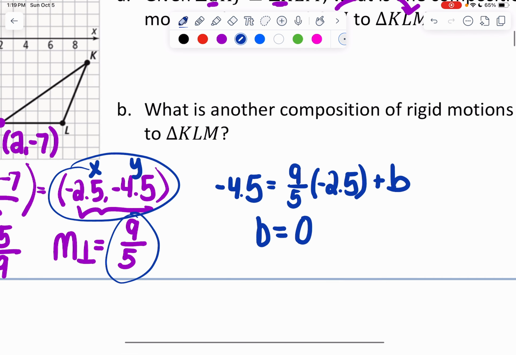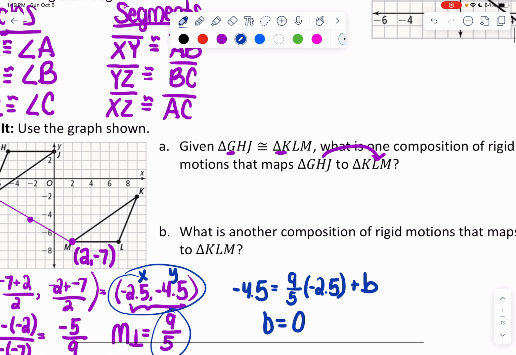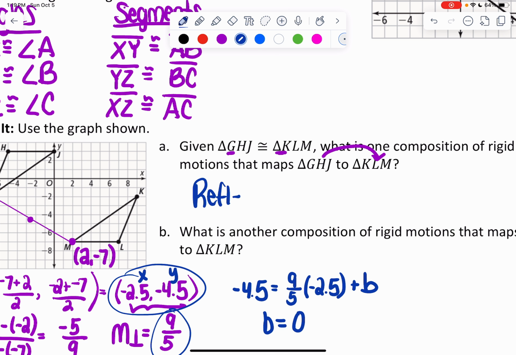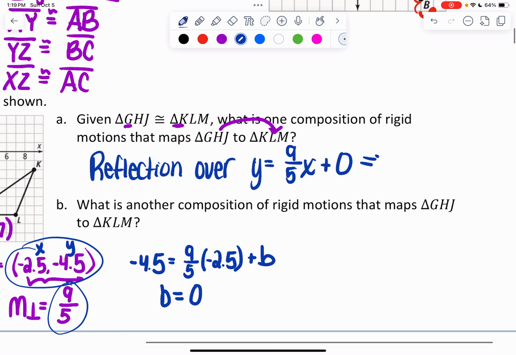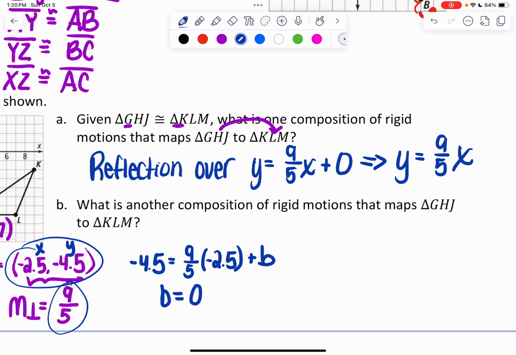And so what I would finally get for my final answer is a reflection over the line y equals your slope, 9/5 x, and then plus b. So in other words, you could just reduce it. It would just be the line y equals 9/5 x.